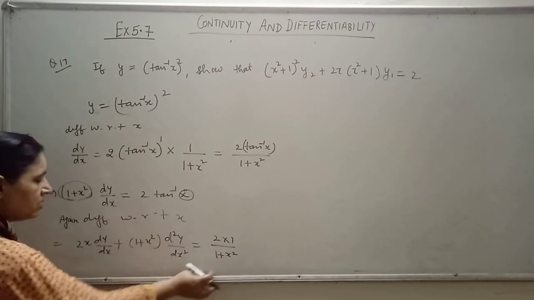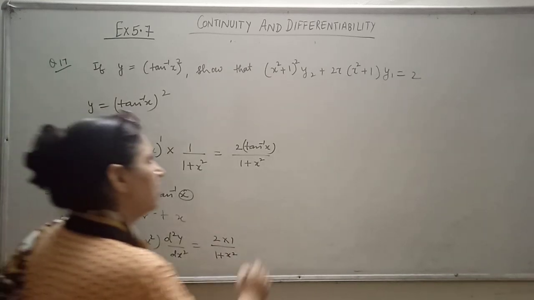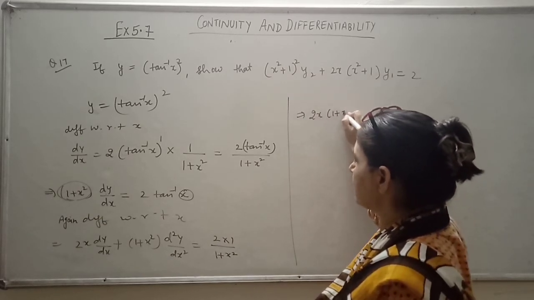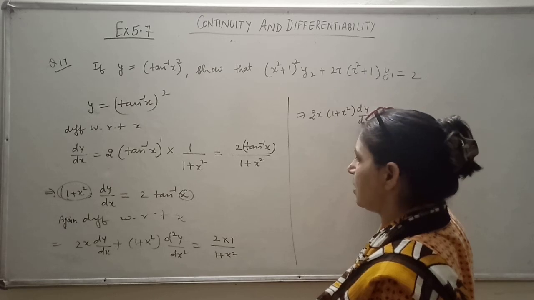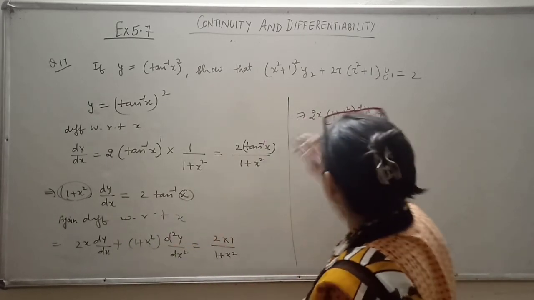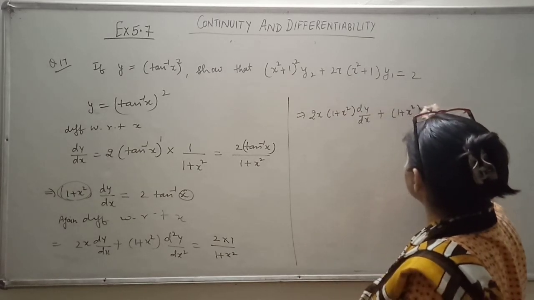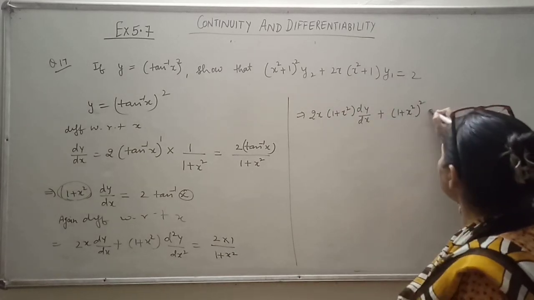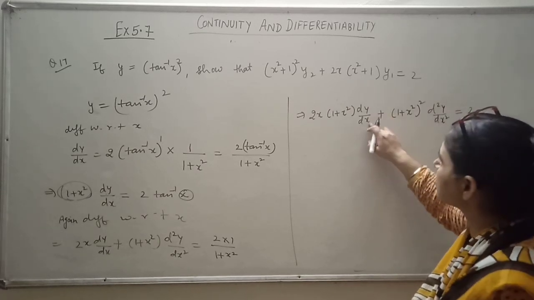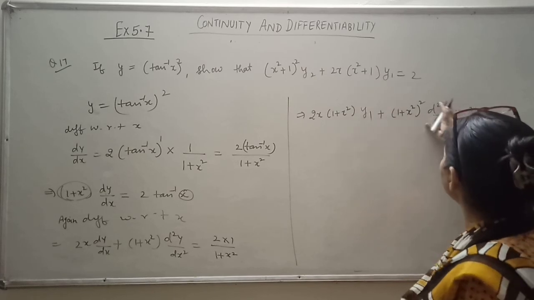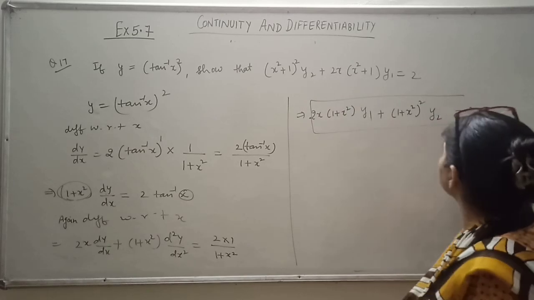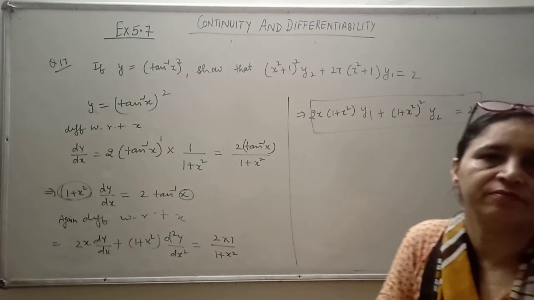Now I will take this to this side and I will multiply it here. So it becomes 2x times 1 plus x square dy by dx, plus 1 plus x square is already here. 1 plus x square would come here. So it becomes square of 1 plus x square into d square y by dx square equal to 2. dy by dx means y1. d square y by dx square means y2. I think it is equal to this. Now you can see, hence it is proved.